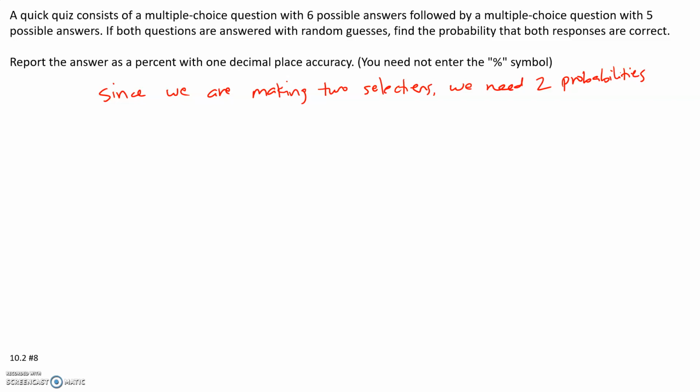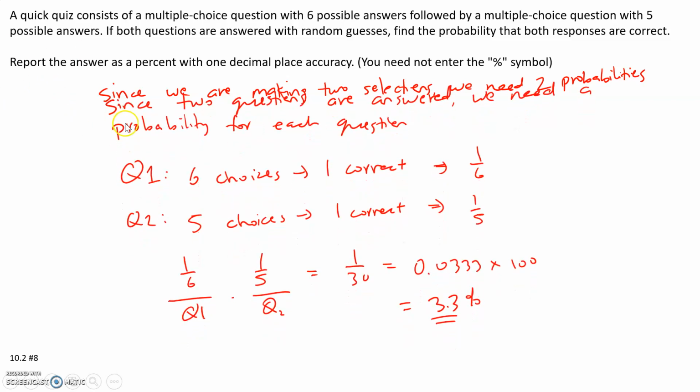A quick quiz consists of a multiple choice question with 6 answers, followed by a multiple choice question with 5 answers. If both questions are answered with a random guess, find the probability that both responses are correct. Since 2 questions are answered, we need a probability for each question.